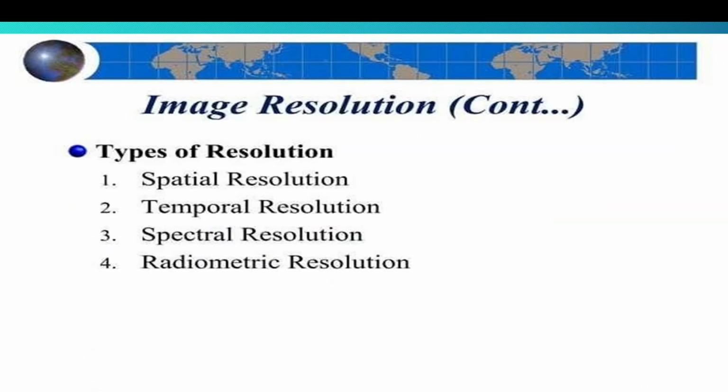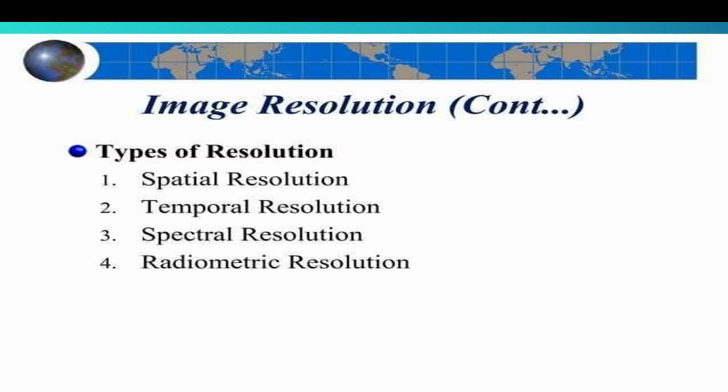Moving on, this introduces the four types of resolution in remote sensing. So we have mainly four types of resolution in remote sensing. First one is spatial resolution, then we have temporal resolution, spectral resolution, and lastly radiometric resolution. Spatial resolution refers to the size of the smallest object that a sensor can detect, measured in meters or centimeters. So higher spatial resolution provides finer details.